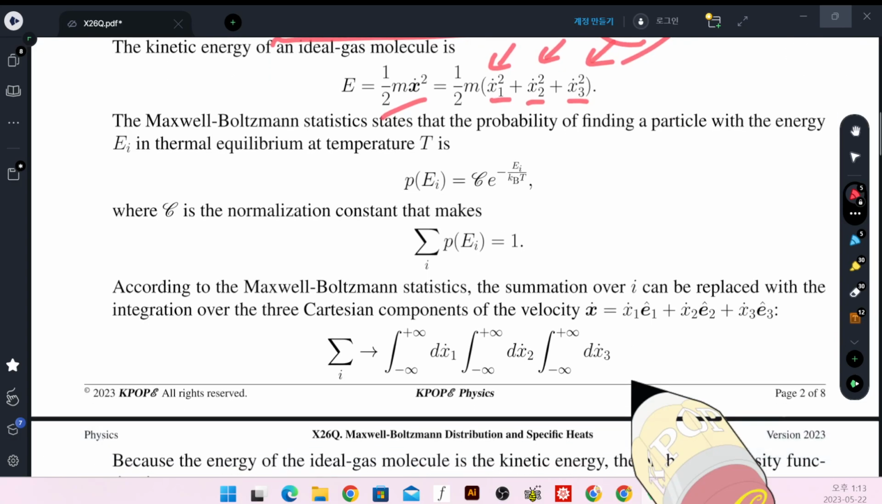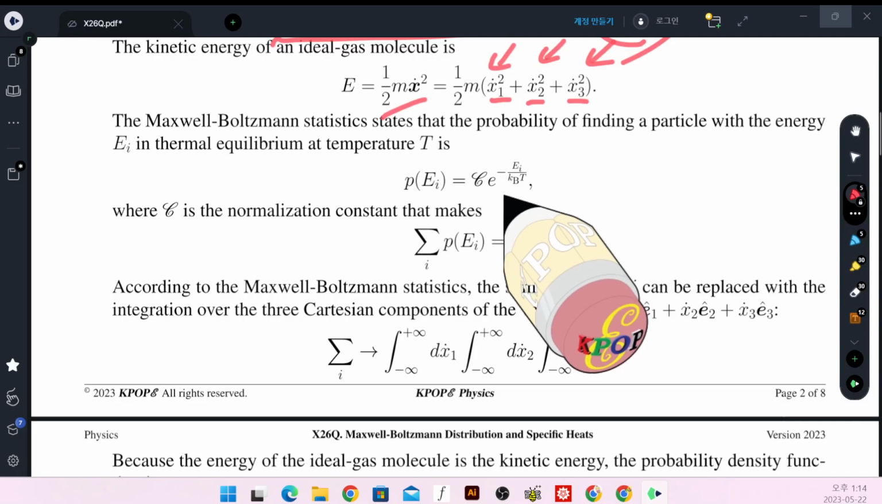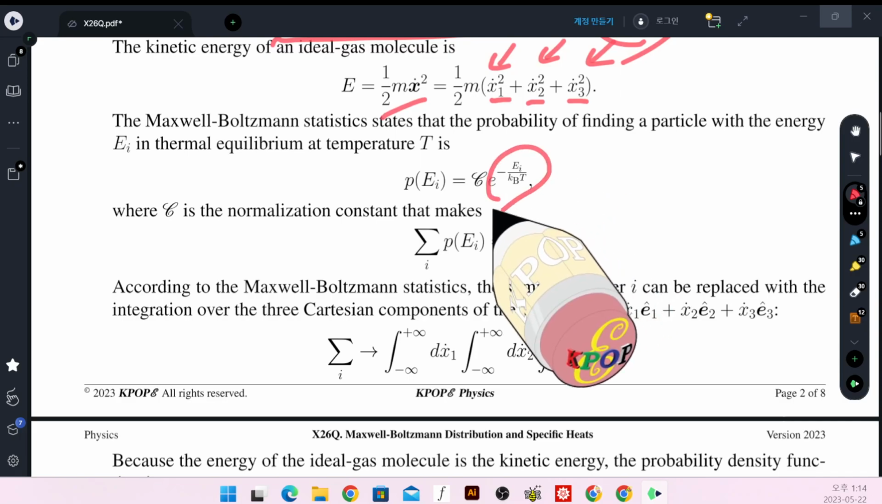In thermal equilibrium at temperature T, we use the Boltzmann factor. The Boltzmann factor is energy divided by kBT, where kB is the Boltzmann constant and T is the temperature in which a statistical system is in equilibrium. The probability of finding a system with the energy E is proportional to this exponential, minus energy over kBT.